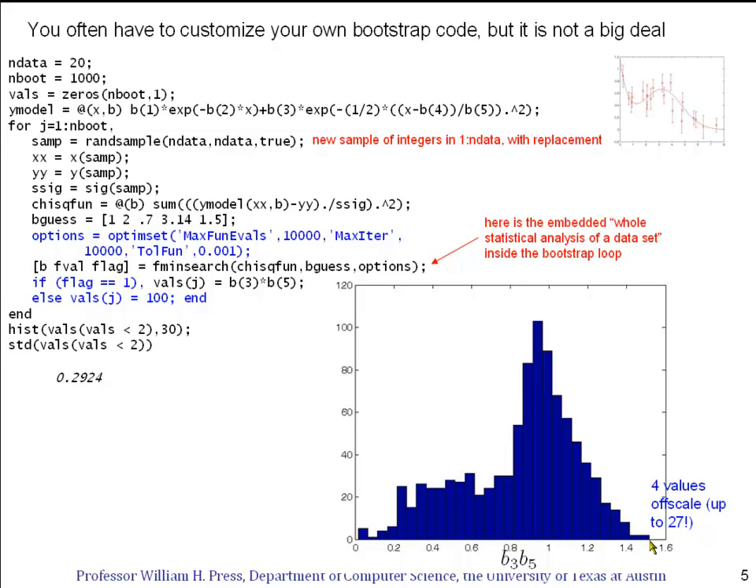In other words, some of the times when we resample this data set of 20 points, we get an area of the Gaussian which is as small as down here. And sometimes there were 4 off-scale values that went all the way up to 27. I didn't plot them because I wanted you to be able to see the details of this histogram.